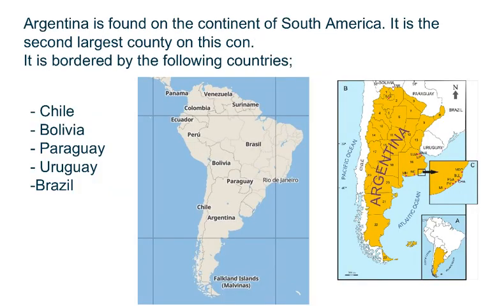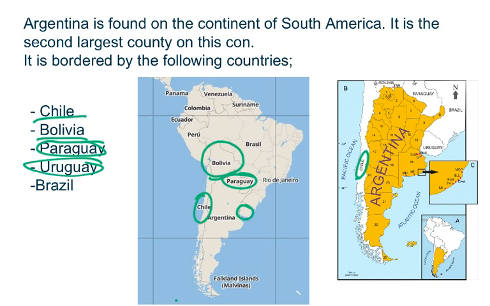As I mentioned before, Argentina is found on the continent of South America, and it is also the second largest country on this continent. It is bordered by 5 countries, which include the country of Chile, which is found right there to the left of Argentina. You have Bolivia, which is in the northwestern part of Argentina. Paraguay, right up above. You have Uruguay, which is down below, kind of near the center on the eastern side. And then Brazil has a small section where it touches Argentina. So those are the 5 countries that surround Argentina.